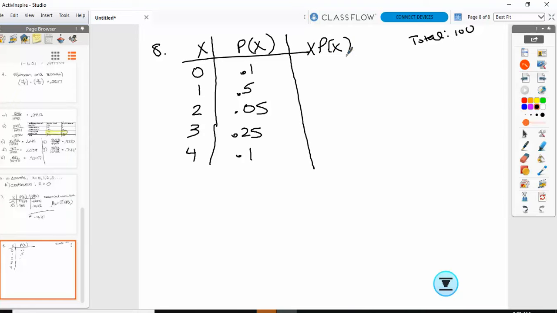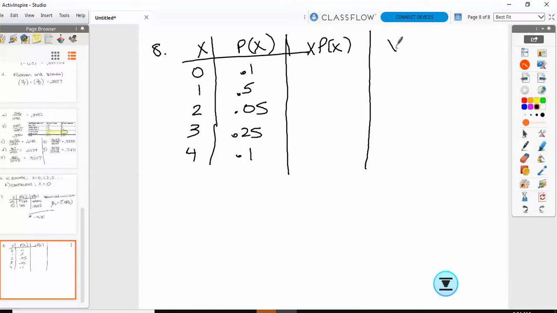And then I said you need to include the columns for x, p of x, and x squared p of x. So we're going to end up with 4 columns here. That's what makes this worth a lot of points. Not that the math is hard, but I'm asking you to add a lot of things to your table. So x p of x: 0 times 0.1, 1 times 0.5, 2 times 0.05, 3 times 0.25, and 4 times 0.1. Does everybody know how I get those numbers?